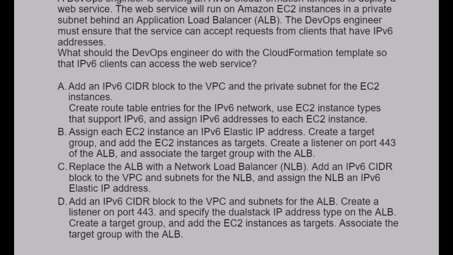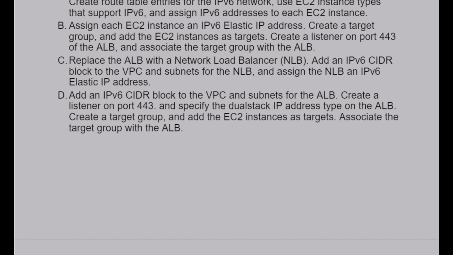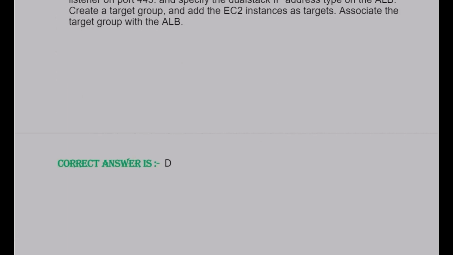Option D. Add an IPv6 CIDR block to the VPC and subnets for the ALB. Create a listener on port 443 and specify the dual stack IP address type on the ALB. Create a target group and add the EC2 instances as targets. Associate the target group with the ALB. Correct answer is option D.